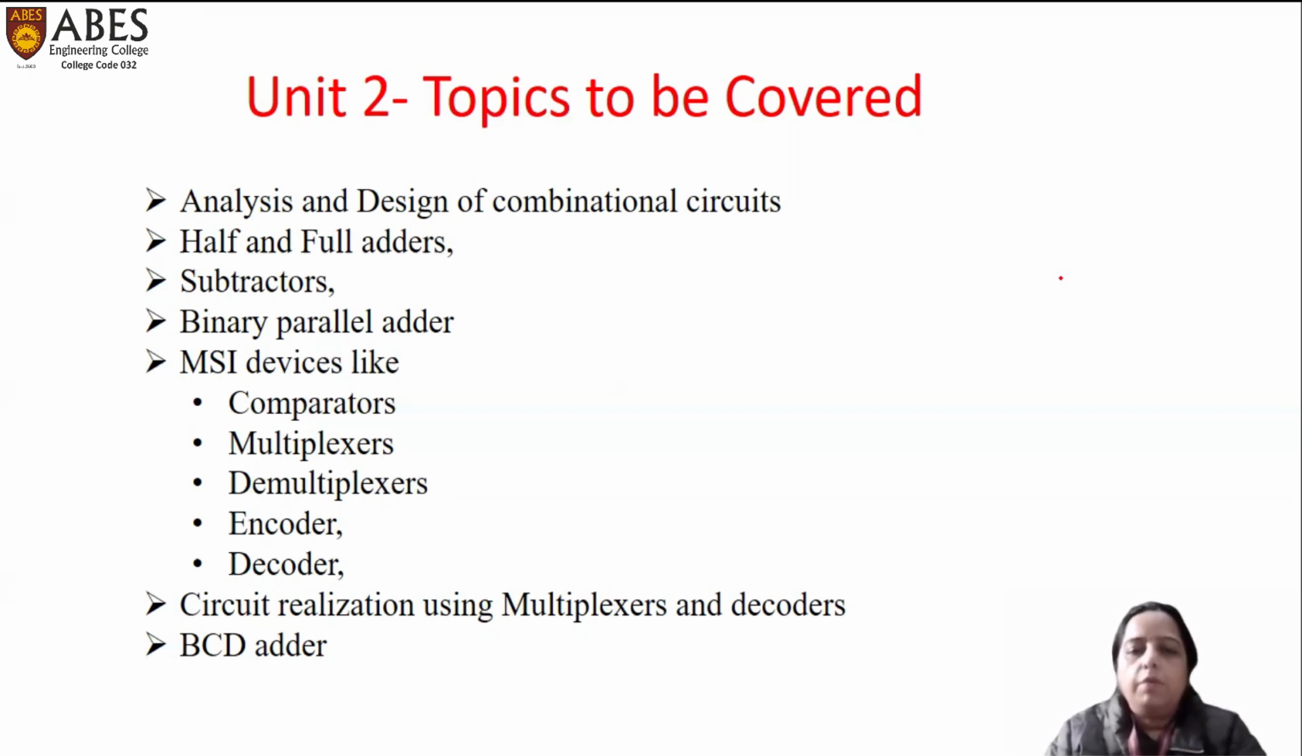Then after studying these comparators, multiplexers, demultiplexers, encoder and decoder, we would be discussing circuit realization using multiplexers and decoders. And finally, we would be discussing BCD adder. So these are the topics which would be discussed in Unit 2 of combinational circuits.